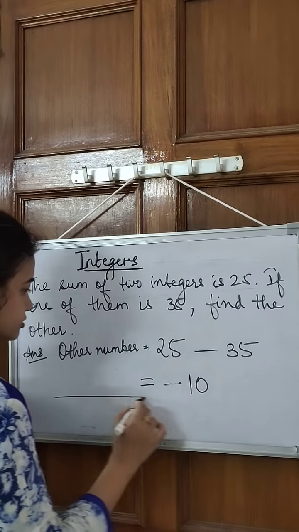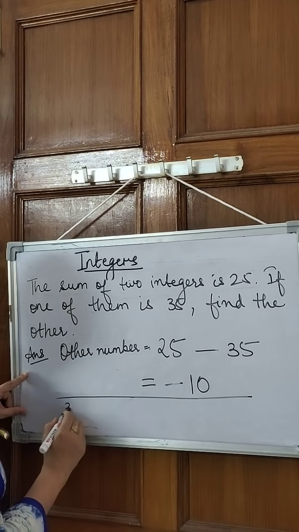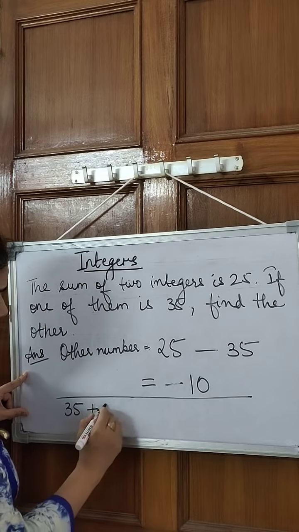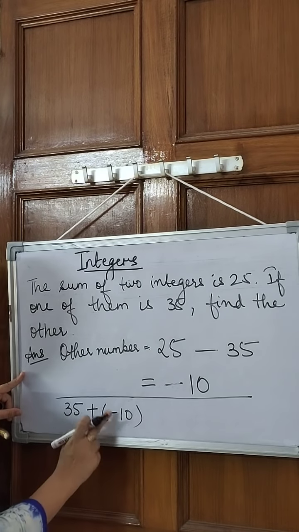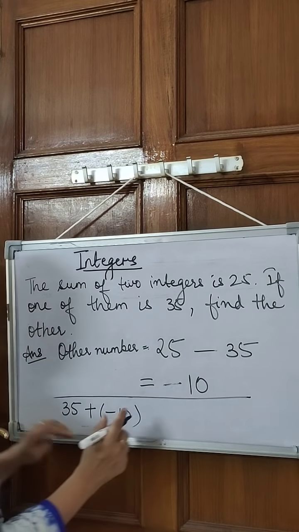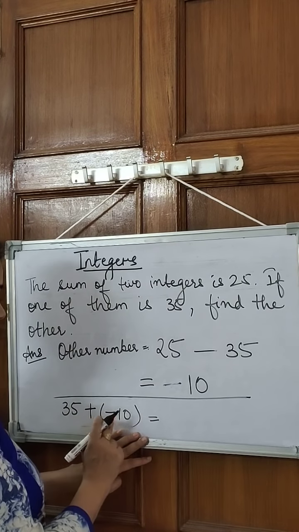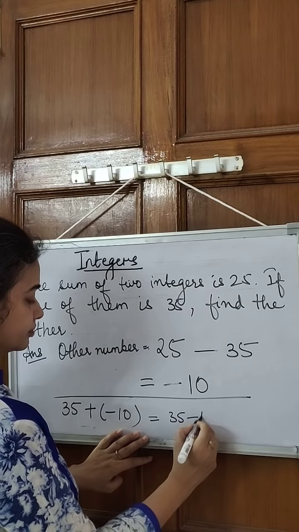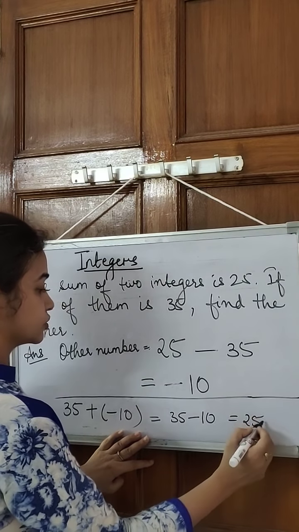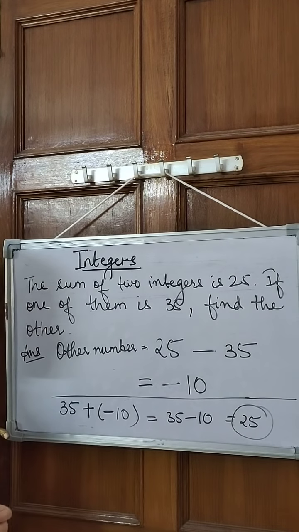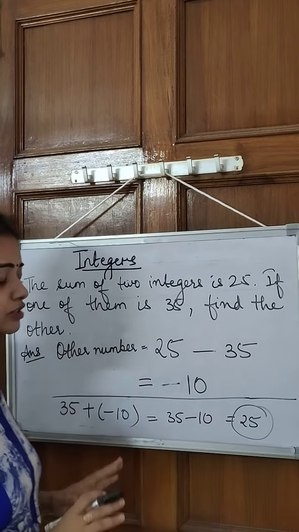Now let's check this also. If I add 35 and minus 10, since it was minus 10, I put a bracket. So plus minus is minus, so 35 minus 10 is 25, and that's why the sum of the two numbers is coming 25. So I hope this much is clear to you.